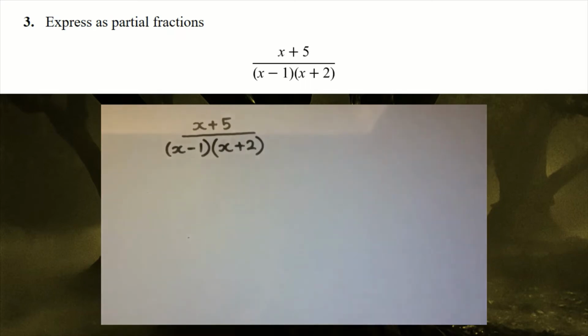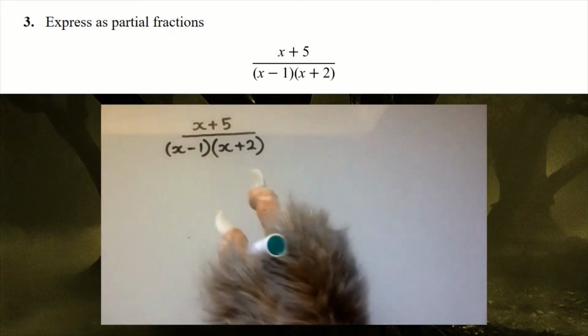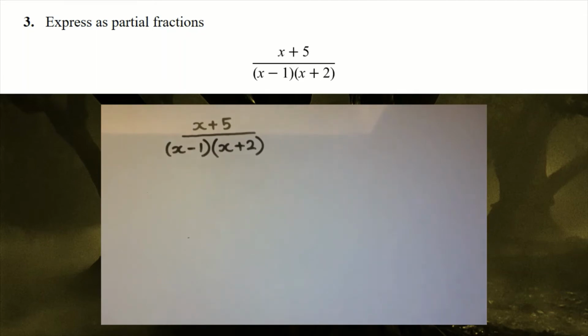In the next question, question 3, we have to express this rational expression as partial fractions. Notice that we have a linear expression in the numerator and 2 linear expressions multiplied together in the denominator. We need to know a little about the fraction before we start. If you expanded the denominator, you would realise quickly that this is a quadratic. You would know this just by looking at it, because you've got an x multiplied by an x, so it has an order of 2.